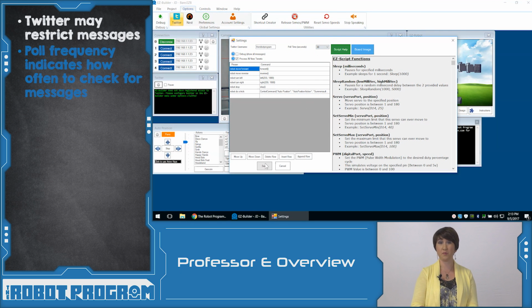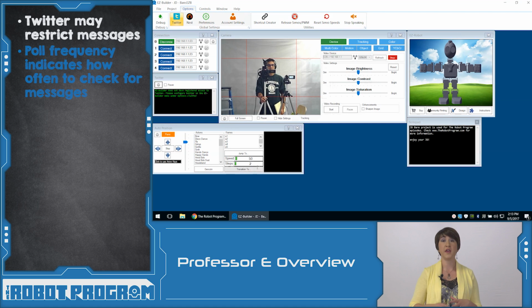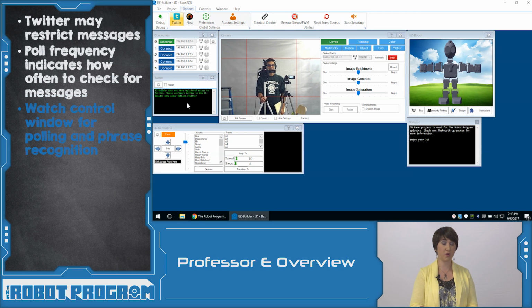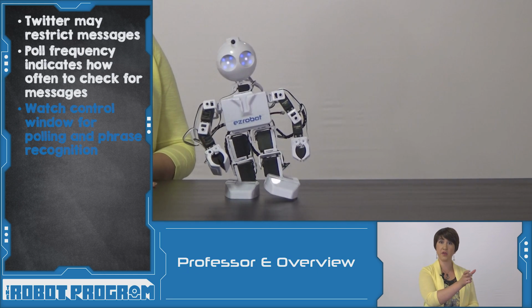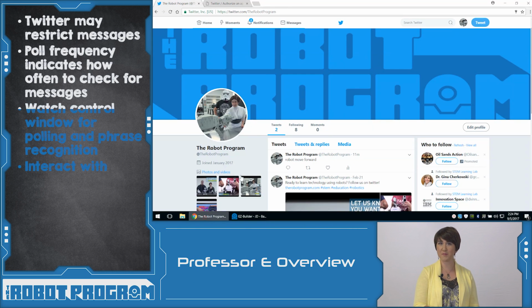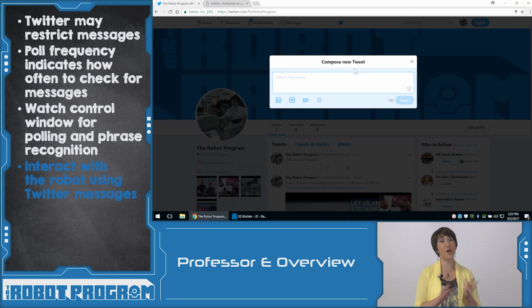We recommend to start with a polling speed of about 30 seconds. That means every 30 seconds, EasyBuilder is going to check for a new Twitter message. You can use the Twitter control window to see how often your robot is polling. Once the robot polls and recognizes a command that is in the phrase list, it will execute and show you what it was supposed to do. Remember that whatever you tweet out will be visible to all your followers, so they can actually see that you're currently controlling your robot. Thanks for watching this episode, and we'll see you next time.